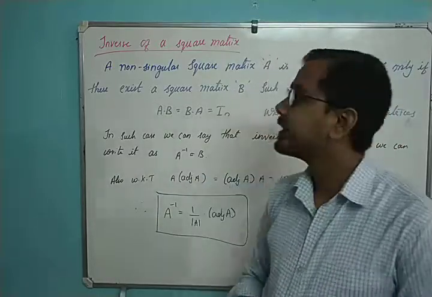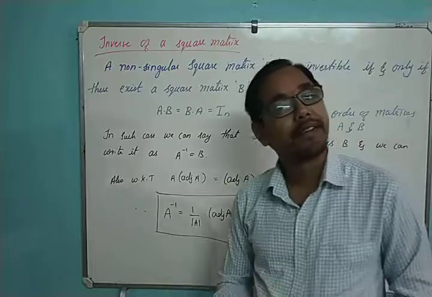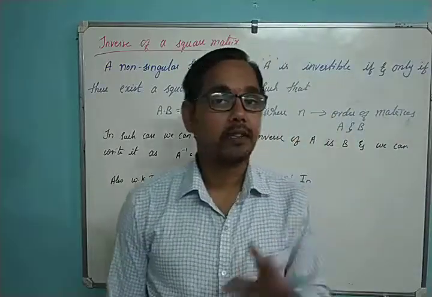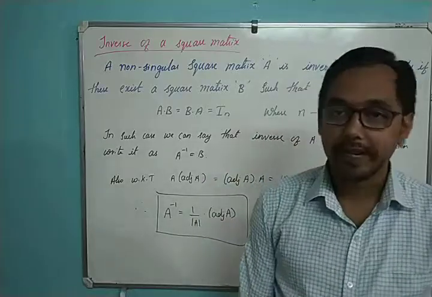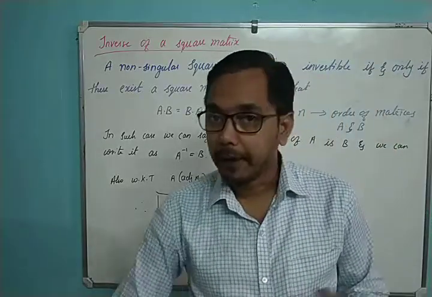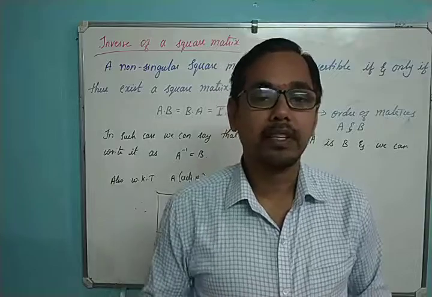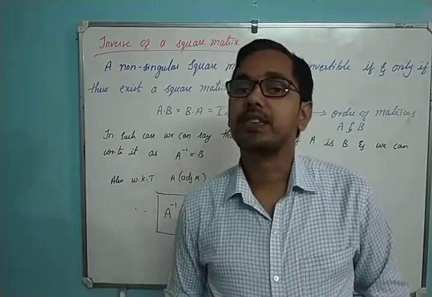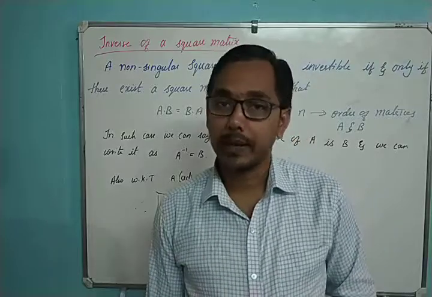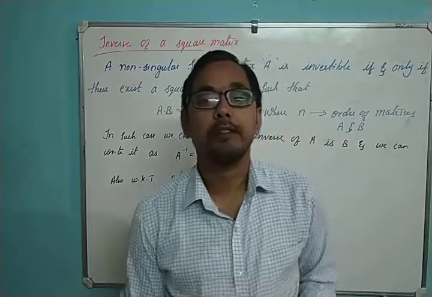So today's topic is inverse of a square matrix, right? Inverse only exists for a square matrix, not for any other type of matrix. If the matrix is square, then only we can find its inverse. It is not compulsory that every square matrix should have an inverse, but if an inverse exists, then definitely it will exist for a square matrix. So let's begin with today's session.